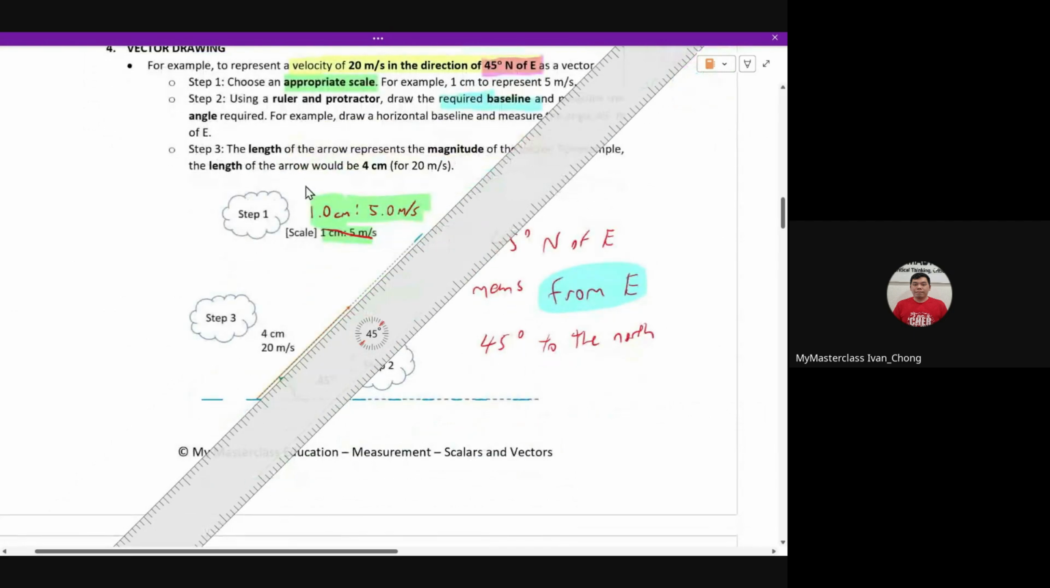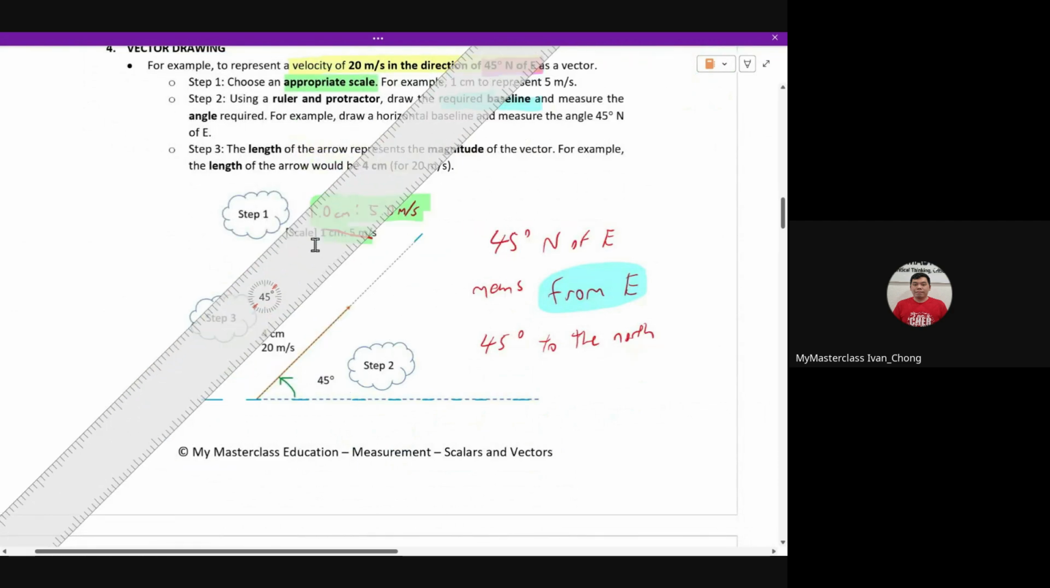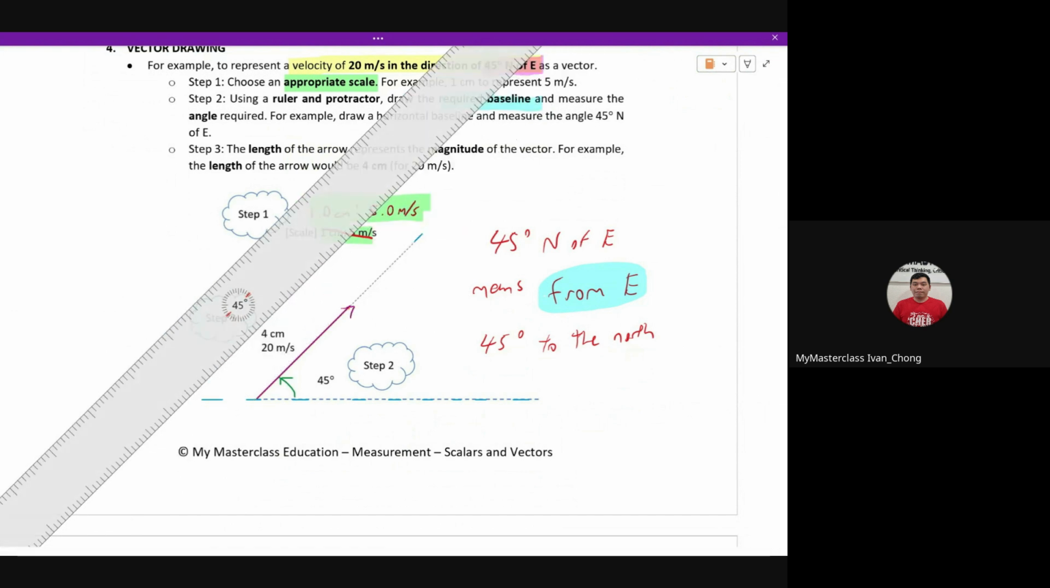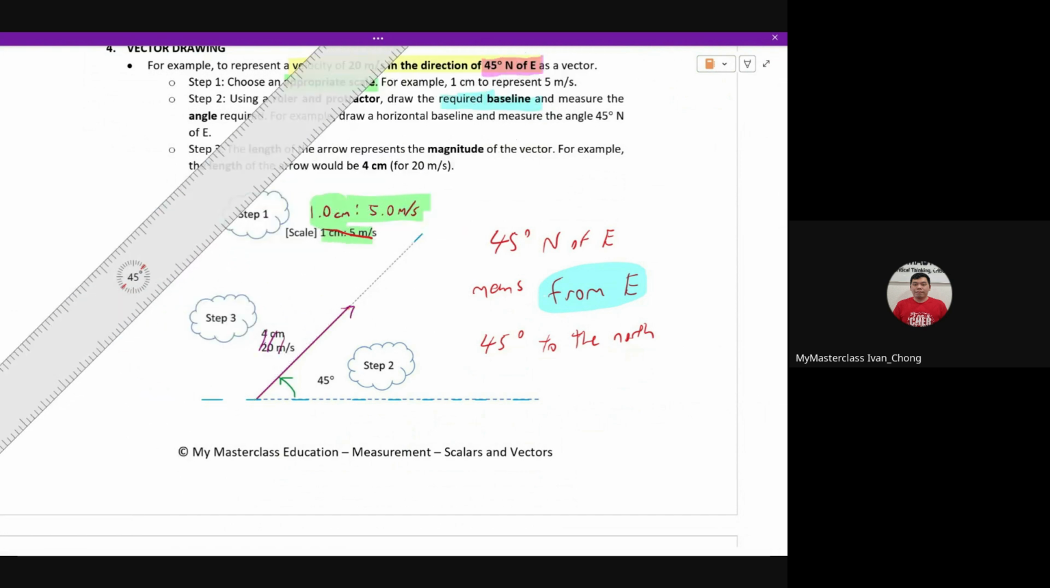The very next thing is, this question tells us that your velocity is 20 meters per second. So using my scale, if this is 20 meters per second, I must represent it as 4 cm. So I'll draw a 4 cm arrow. For my answer here, I'll write 4 cm and then 20 meters per second.